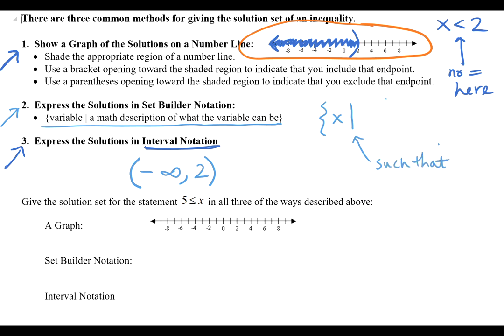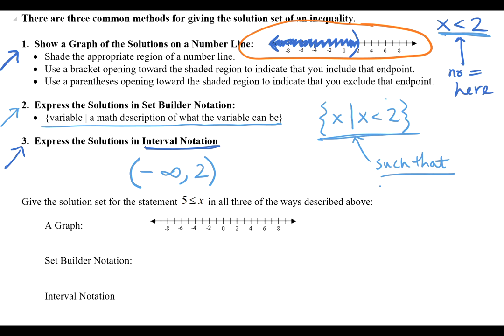And then we put a mathematical description of what the variable can be, and that would be the inequality itself, x is less than 2. We close our set off with the brace. So what this statement is saying is the set of x such that x is less than 2. That's what that set builder notation is saying. So 3 ways of showing the solution set for an inequality like this. Let's look at an example.